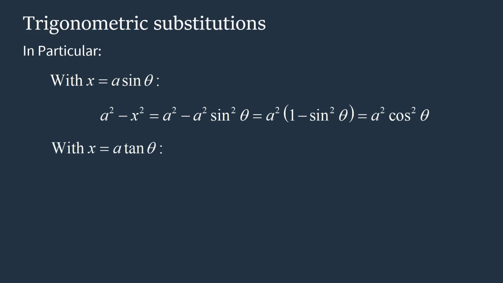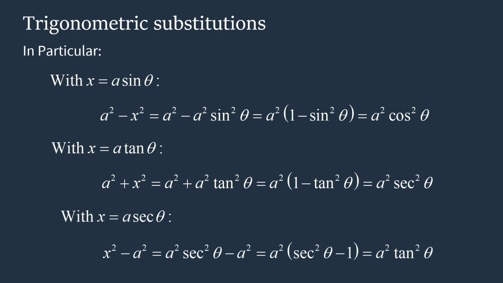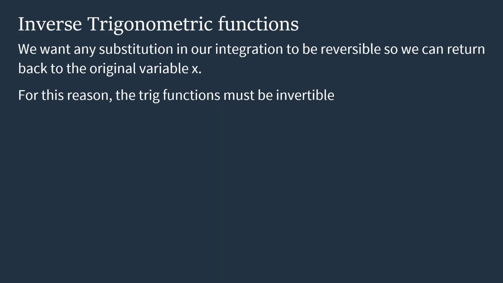You'll see then that if you use the other substitutions, in the case of x equals a times tangent of theta, a squared plus x squared becomes a squared secant squared, and in the case of x equals a times secant of theta, then x squared minus a squared simplifies to be a squared times tangent squared. In all cases, the difference or sum of squares is converted into a constant multiple of some trig function squared. But in any substitution in our integration, we want it to be reversible so that we can return back to the original variable x.